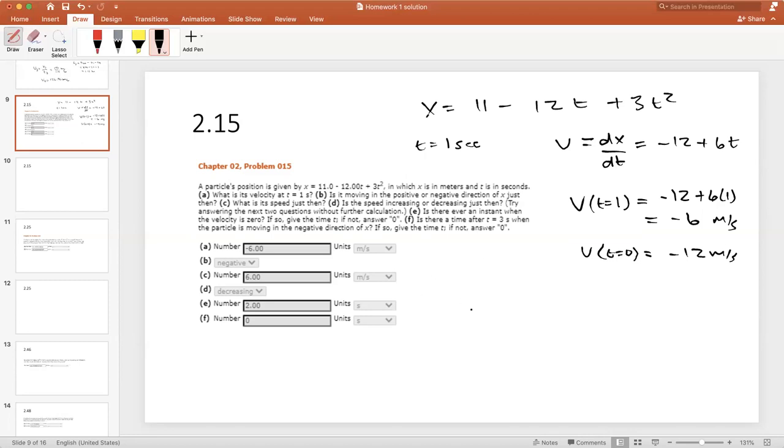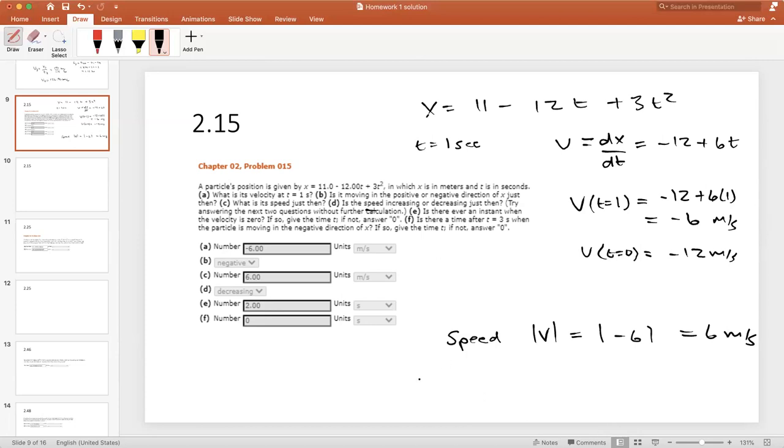And it's why we don't use speed. Speed is just the magnitude of the velocity. The magnitude of minus 6 is 6, right? So the magnitude of v is the absolute value of negative 6, which is 6 meters per second. And this is the part that bothers everyone. It bothers me. Is the speed, we're talking about the speed, increasing or decreasing just then?